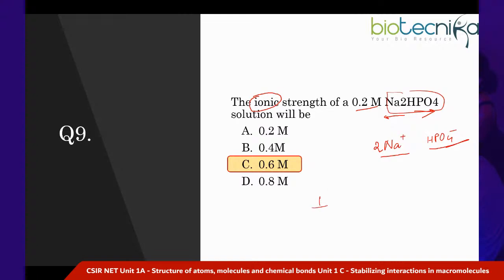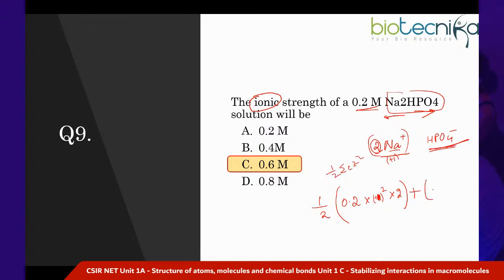Now it is half summation of both of them, Cz square. So half into, the concentration of this is 0.2 only. That is C. Z square: the charge on this is plus 1, so this is plus 1 square, into 2. Why 2? Because 2 of this is there. Got it? And summation is there. Summation Cz square is the formula, so you have to add this one also.